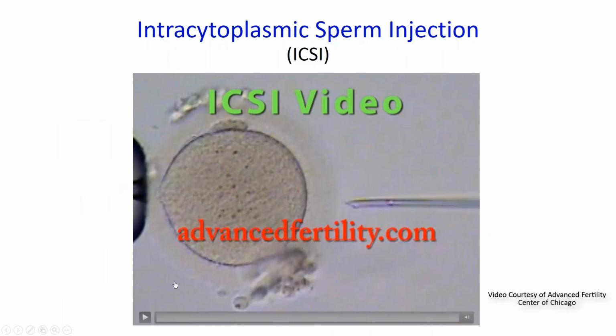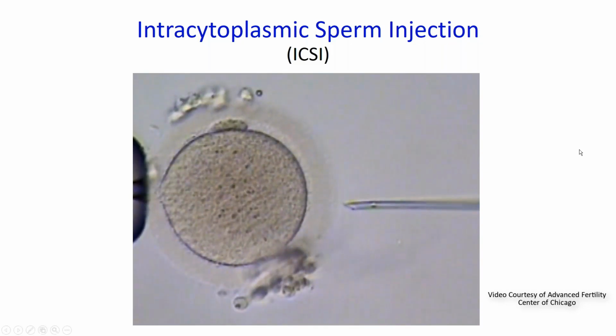So I'm just going to show a short movie of intracytoplasmic sperm injection, which I'm sure many people have already seen, but illustrates the point that in order to achieve fertilization in a pregnancy, we need exactly one sperm and one egg. So here you can see a single sperm in the injection pipette, and I'll let this movie run.